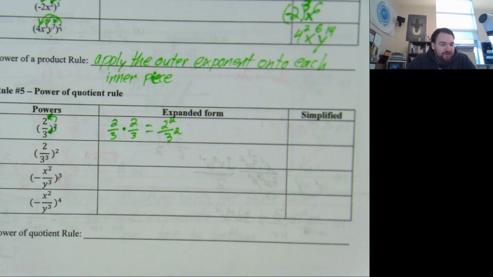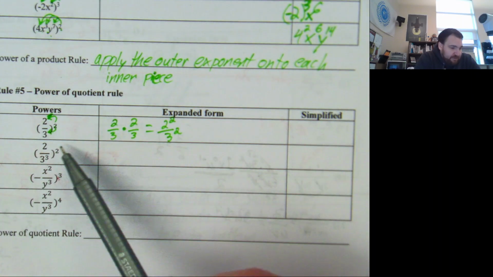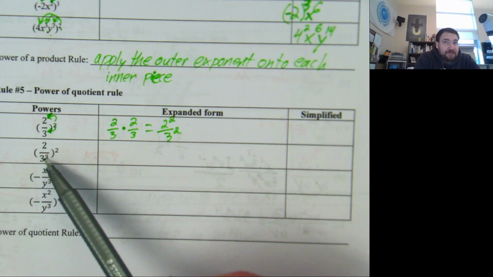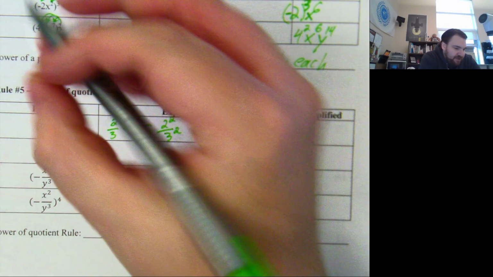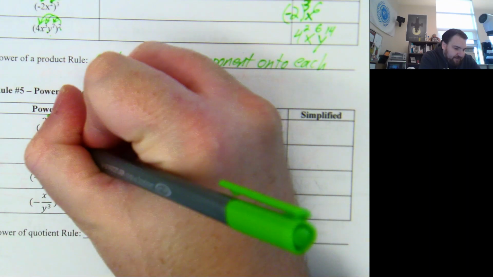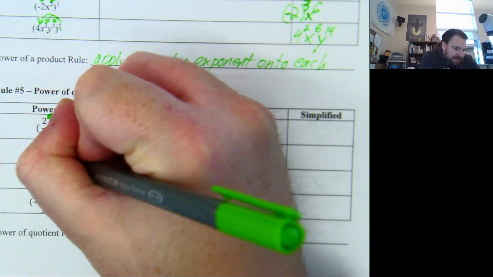So when I've got a power of a quotient, which is a division statement, or a power of a fraction, you think of it that way too. The exponent on the outside has to apply to everything in the numerator and everything in the denominator. So this question here is going to be similar. I've got 2/3 cubed. This 2 is going to move into the numerator. It's going to move into the denominator.